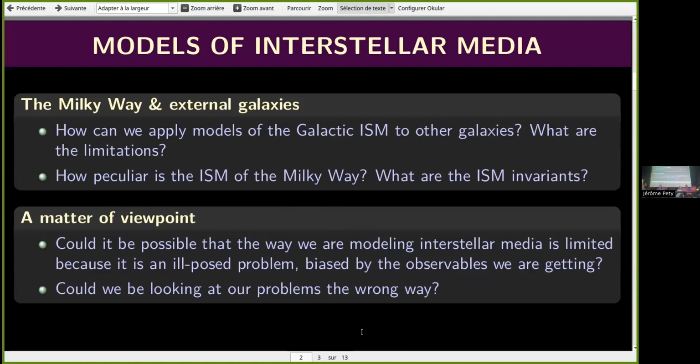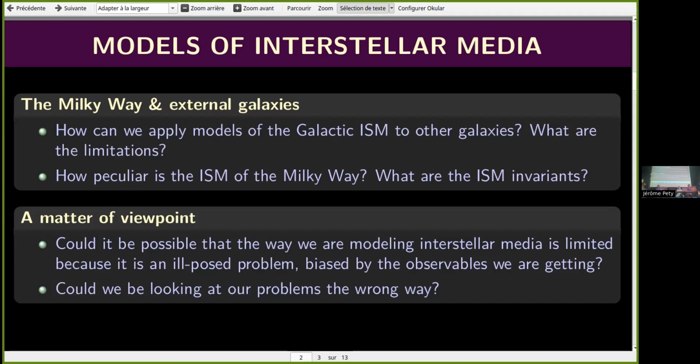So now it's a question, a matter of point of view. Could it be possible that the way we are modeling the interstellar medium, so all of the interstellar medium, is limited because it's an ill-posed problem biased by the observations that we are getting? Meaning that we have a particular viewpoint given by the tracers that we get from the interstellar medium, but it's a very convoluted way to look at its physics, and we have to, in a sense, diagonalize the system when we model it, and it might not be the best way to look at it. So do you have any idea about that?